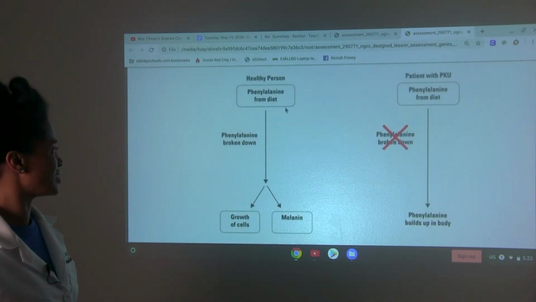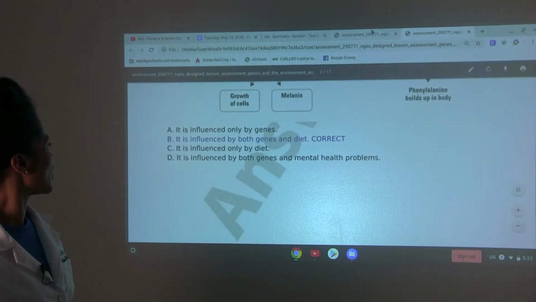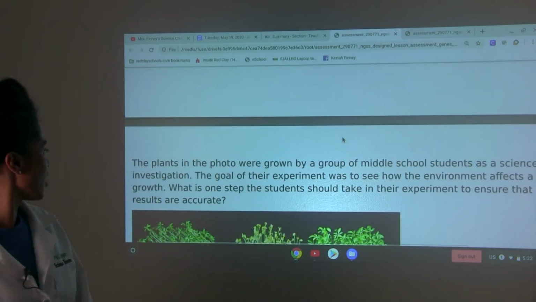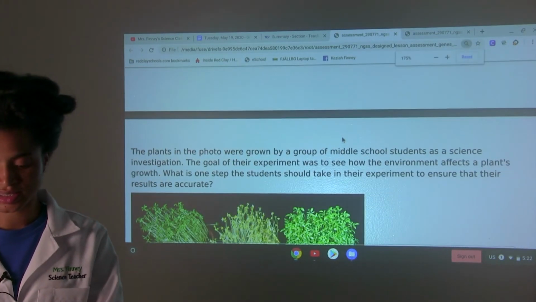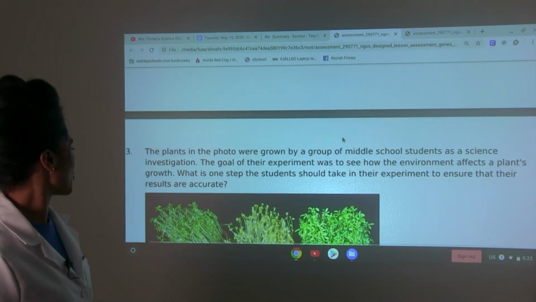Okay? C. Keep peace. All right. Next one, number 3. Moving right along. The plants. This should give you a flashback to your plants that you're growing at home.